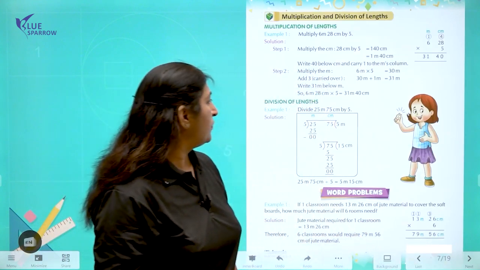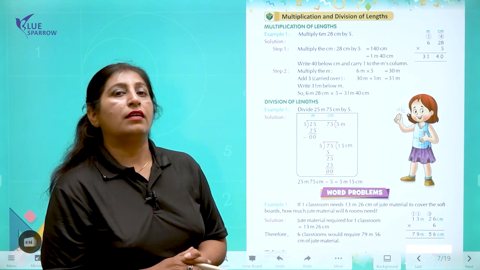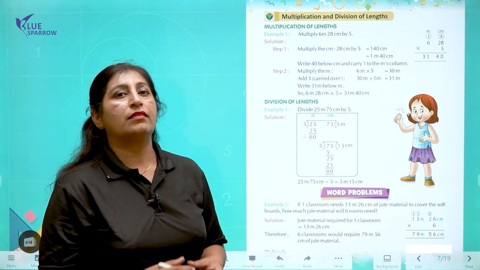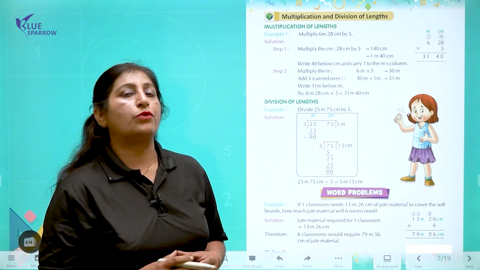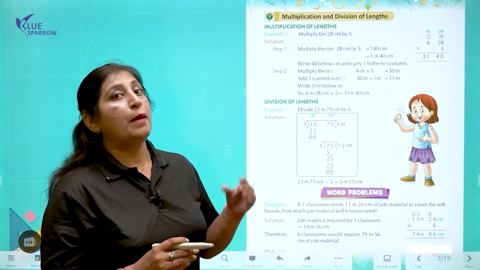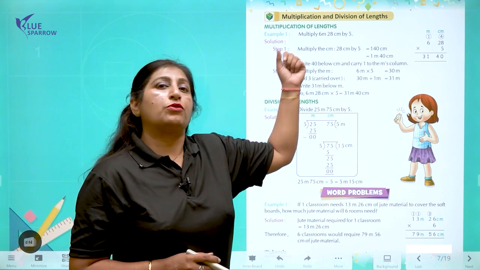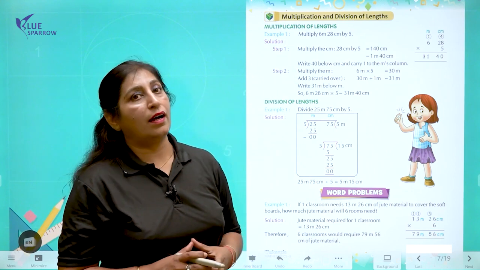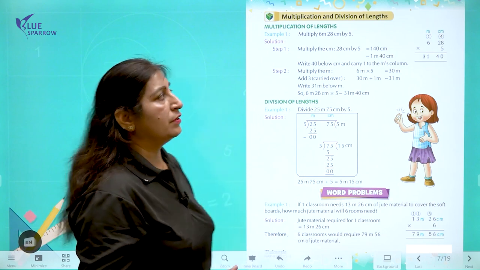Then we come to the multiplication and division of lengths. Till now, you are very well aware of the measurement of lengths, their units, and the addition and subtraction of lengths. Now we are going to solve questions based on multiplication and division of lengths. Firstly, we do the multiplication of lengths. In example number 1, we are asked to multiply 6 meter 28 centimeter by 5.